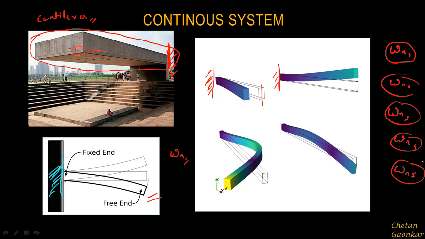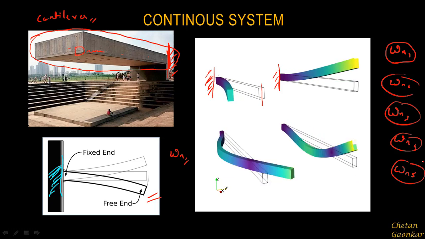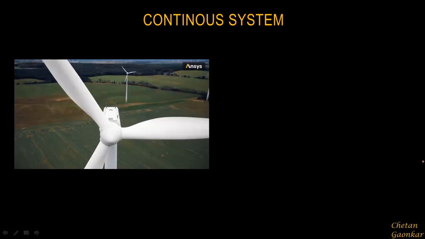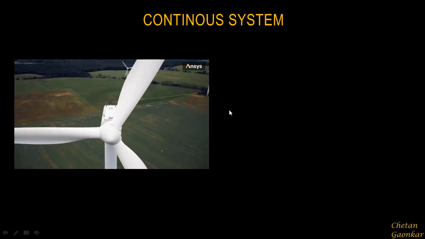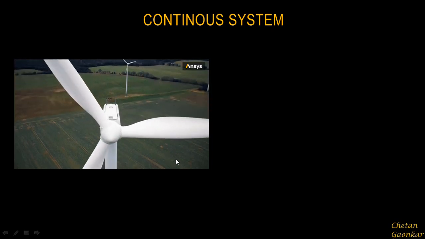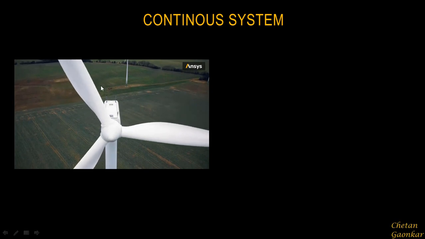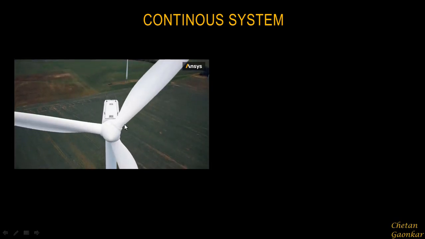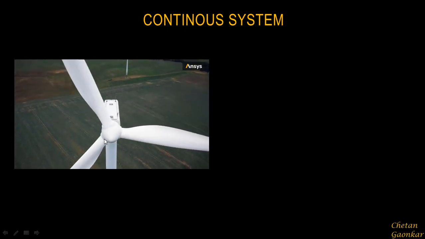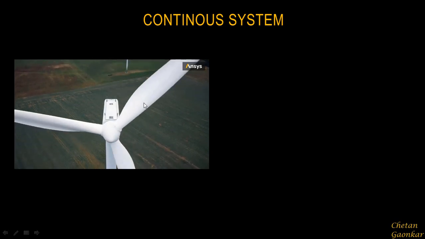All right, we'll take one more example. Now in this case we have here a windmill. I have taken this example from the ANSYS website, right? So this is a windmill. Again, if you look at its blade, it is a continuous system.